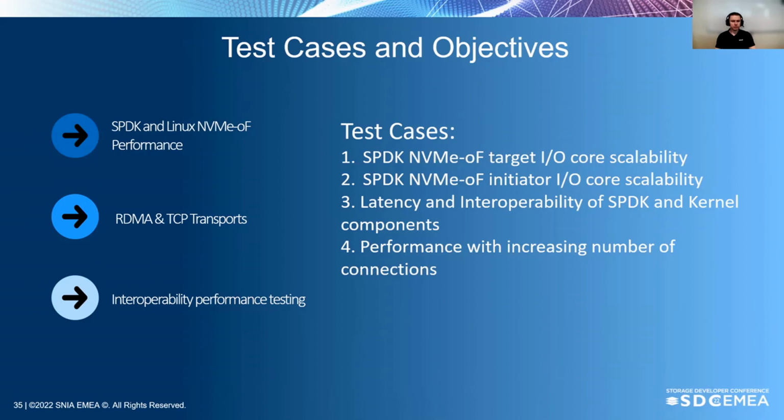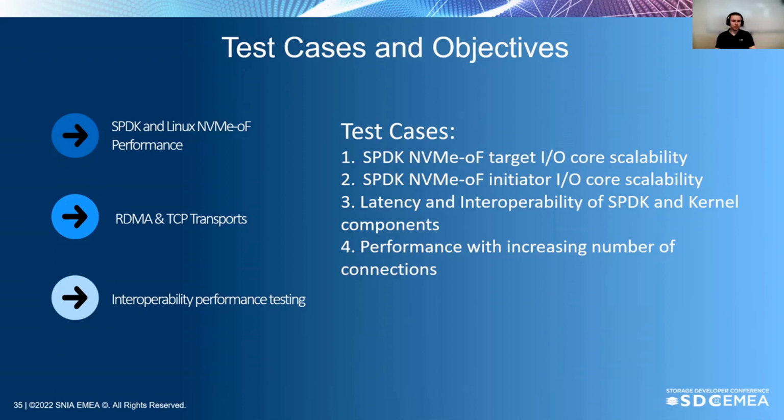For test case 1, we test SPDK NVMe over Fabrics target core scalability. We are using various read-write mode and QDEPTH combinations with increasing number of cores to reach network link saturation. In test case 2, it's pretty much the same as test case 1, but this time we focus on core scaling test for the initiator side of the connection.